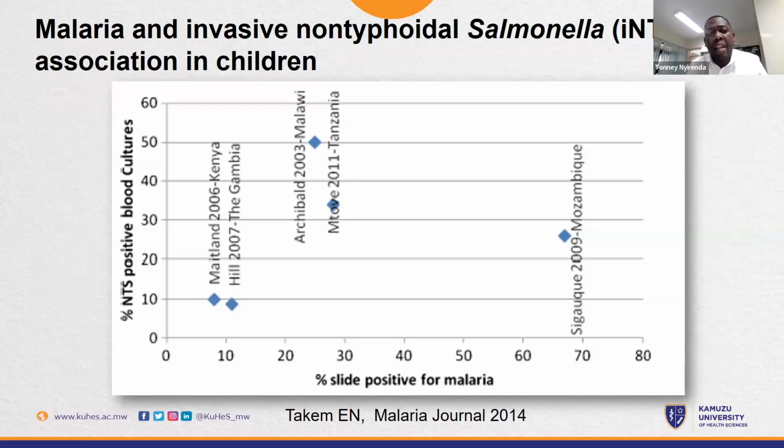As you may be aware, malaria is commonly associated with bacterial bloodstream infections, and in particular, non-typhoidal Salmonella. There are a lot of publications that have shown that slide positivity of malaria tends to be associated with positivity of bloodstream culture for non-typhoidal Salmonella. Considering our interest, this forms a good model for us to study how malaria compromises immunity to bacterial pathogens.